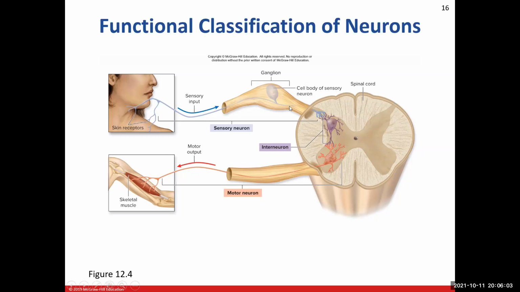So this is what we're going to talk about in later chapters. First, we're going to learn how these neurons work, how we turn them on, how we turn them off. But then when we get into the later chapters, when we're talking about the nervous system, you need to understand this kind of pathway here, okay?